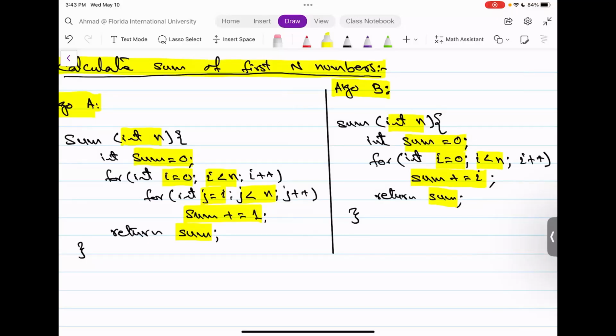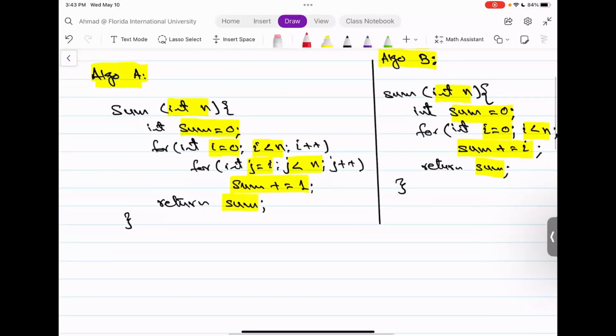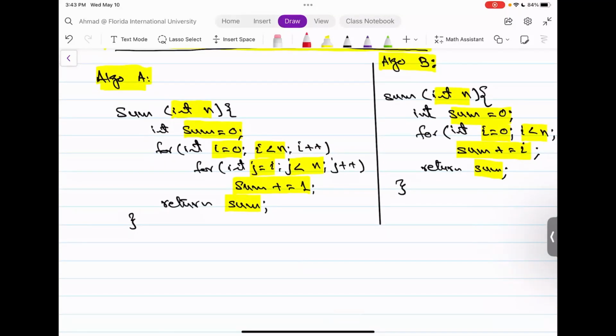Okay. Now, how does this loop contribute to the complexity of this algorithm? That's the important thing that we need to understand now. So for example, let's see. This instruction is going to execute how many times? For example, this variable is going to be created 1 time. So this instruction is going to execute 1 time only.